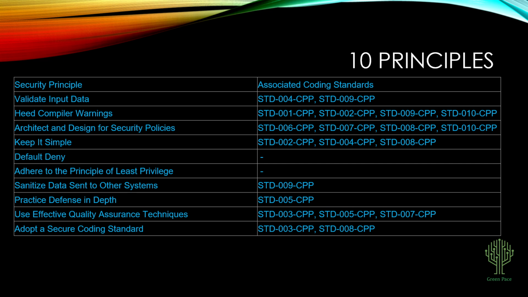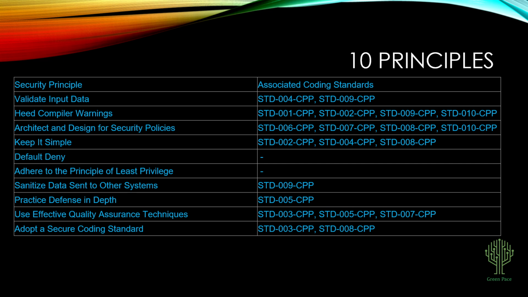Sanitize data sent to other systems. Clean output going out is just as important as clean input coming in. This principle connects with Coding Standard 9 and emphasizes preventing issues like injection attacks and data leaks. Practice defense in depth. This is about having multiple layers of security instead of relying on just one. It supports Coding Standard 5 and makes systems harder to compromise all at once.